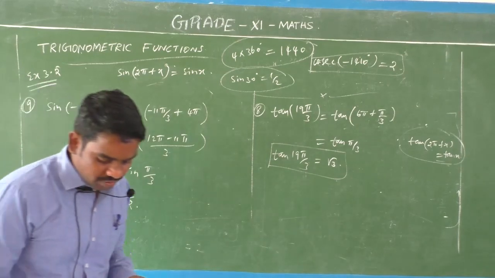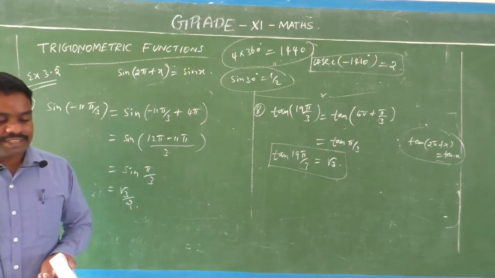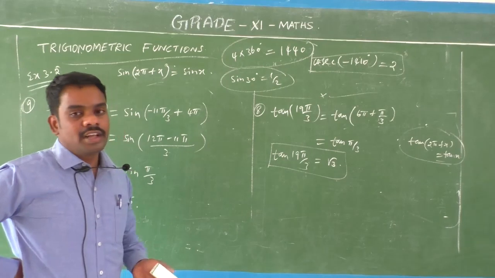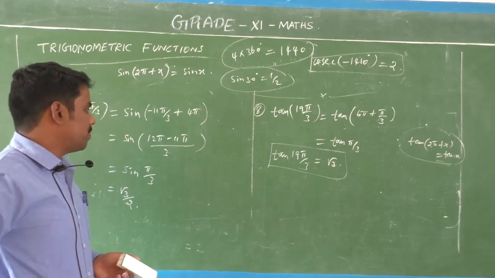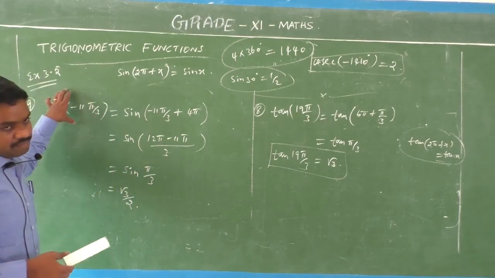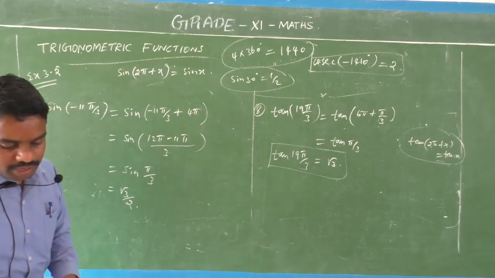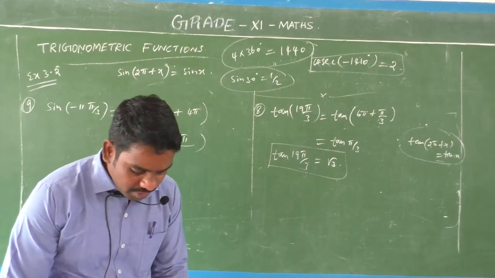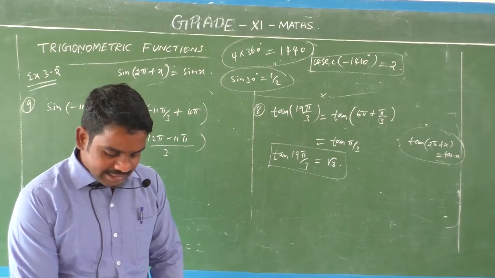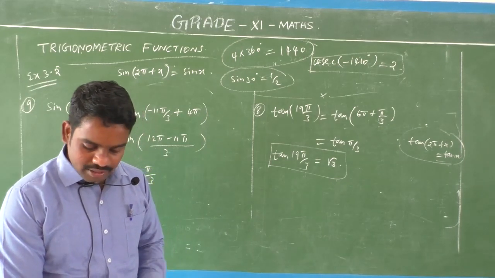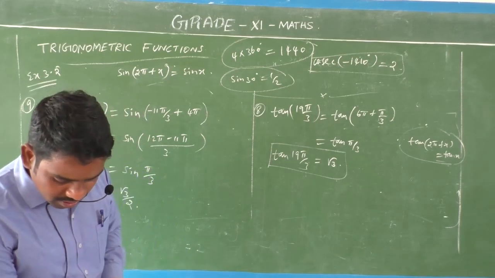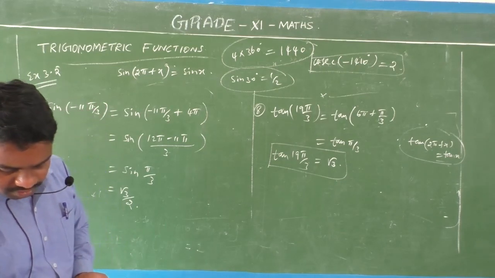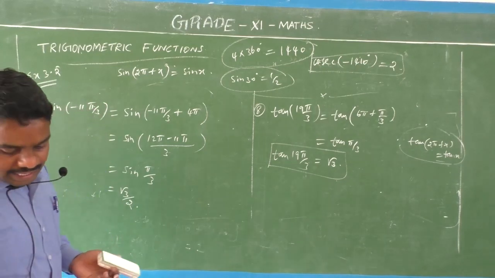Last one, cot of minus 15 pi by 4. Similarly, you can solve this type. Last question is homework. Now another one, examples 6, 7, 8, 9 and exercise 5, 10 and second are all homework.